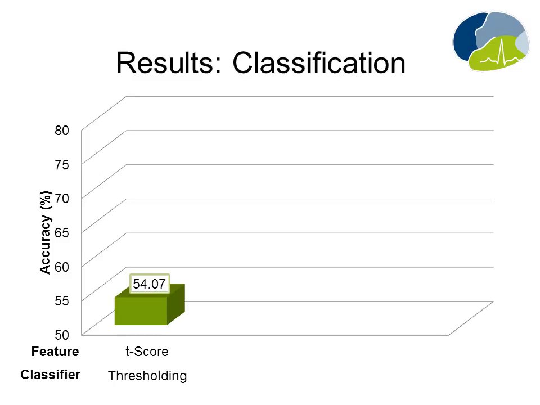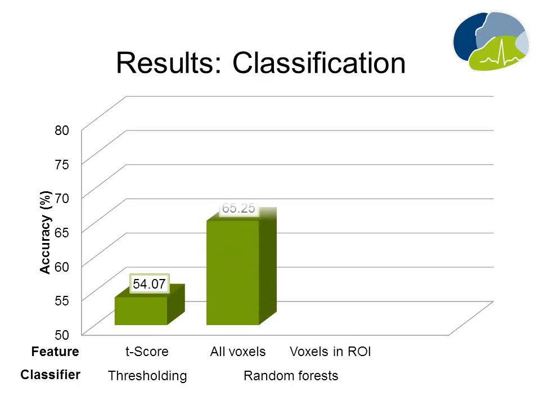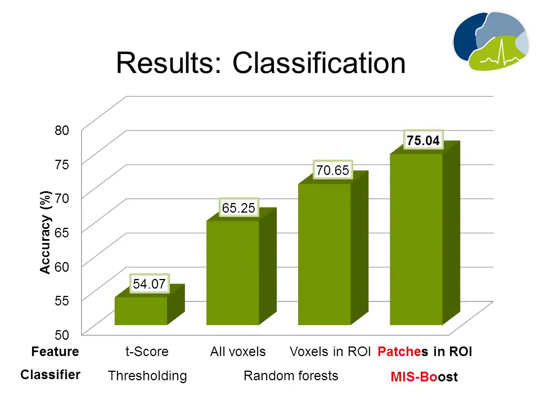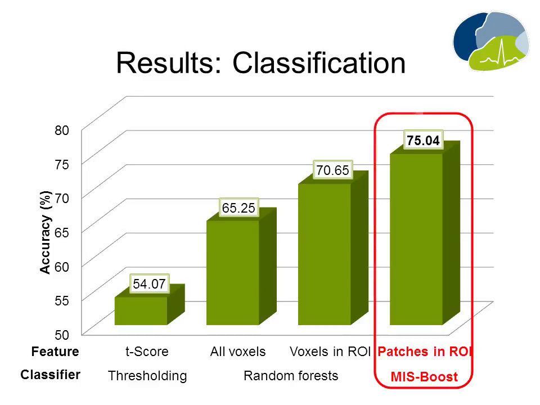The other approach is based on random forest, which is one of the most popular machine learning algorithms. In this case, we assess two features, including the voxels in the whole brain and only those located in the regions of interest. The approach based on T-score maps performs poorly, while the random forest approach is better, but is still worse than the proposed approach. More importantly, the proposed method has a performance which is comparable to the inter-rater consistency, that's around 75%.